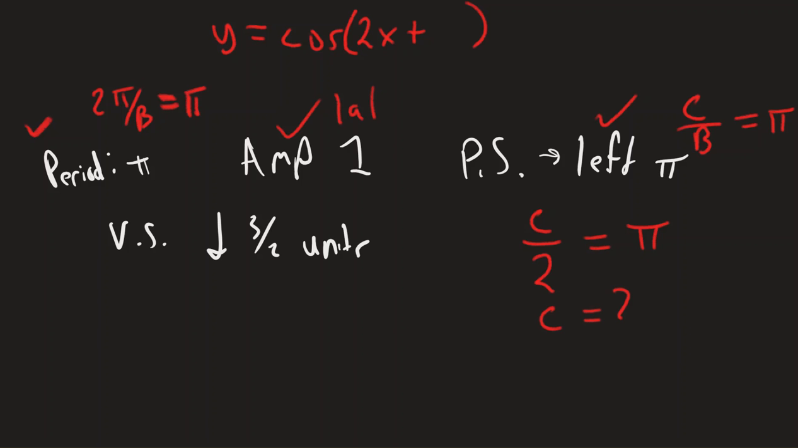Multiply both sides by 2. And so it looks like c needs to be 2 pi. Now my c divided by my b is pi. So now that looks good.